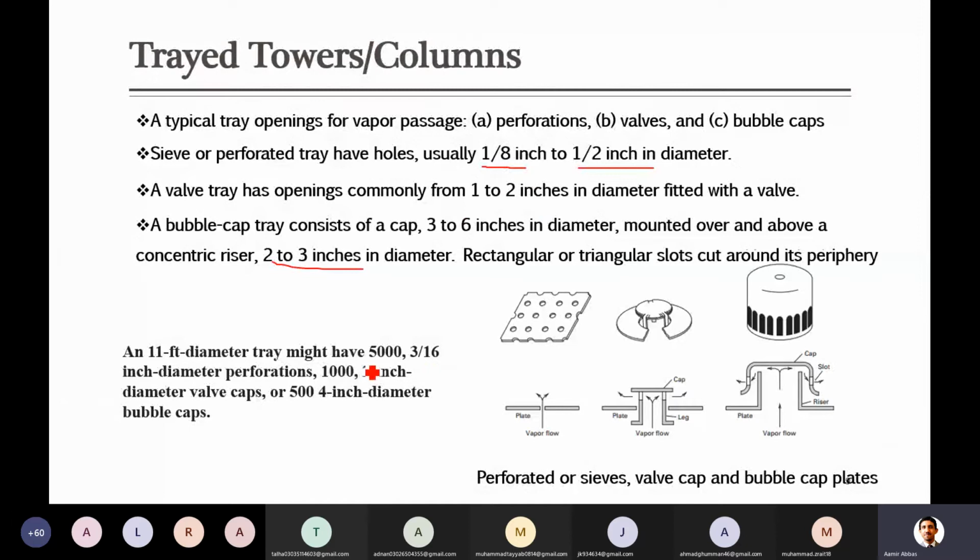So there can be like 5,000 holes on its surface, and they can have a diameter of 3/16 inch. Or if instead of this sieve you use the valve, there will be actually 1,000 2-inch diameter valve caps on that surface. Or if you are using bubble caps, then there will be like 500 bubble caps with a 4-inch diameter. So as you keep on moving from sieve towards the bubble cap, the number of openings keeps on decreasing because they are big in size, so overall their number will decrease.